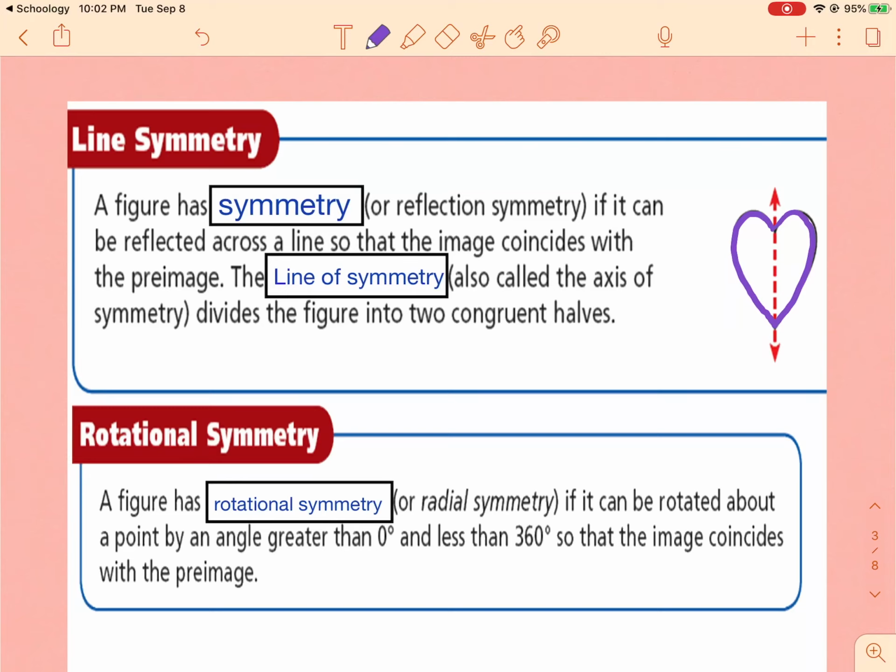So that's line symmetry. A figure has rotational symmetry, also known as radial symmetry, if it can be rotated about a point by an angle greater than 0 but less than 360 so that the image coincides with the pre-image. So when you're rotating it or turning it for it to match up, then it's showing that it has rotational symmetry.